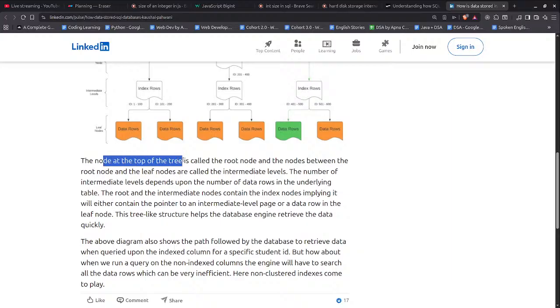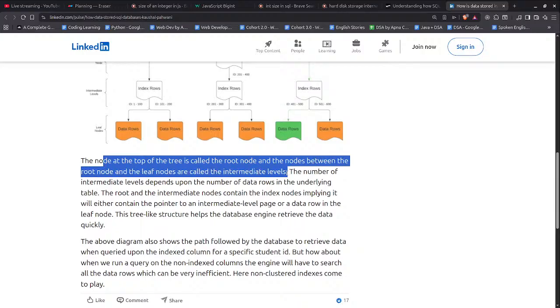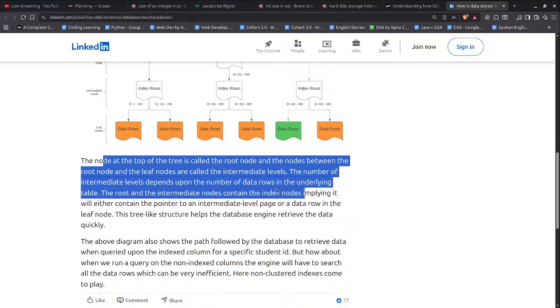The node at the top level of the tree is called the root node, and the nodes between the root node and leaf nodes are called the intermediate levels. The number of intermediate levels depends on the number of data rows in the underlying table. So there can be many intermediate levels. Okay, makes sense. That will be fine in that case.